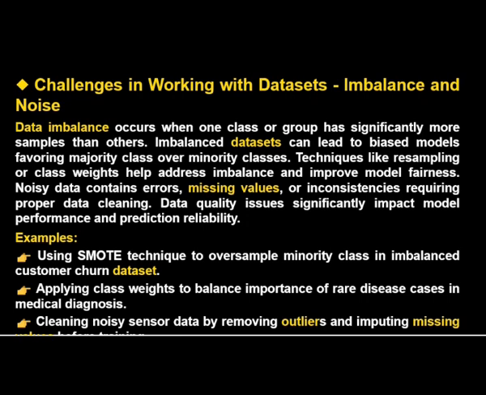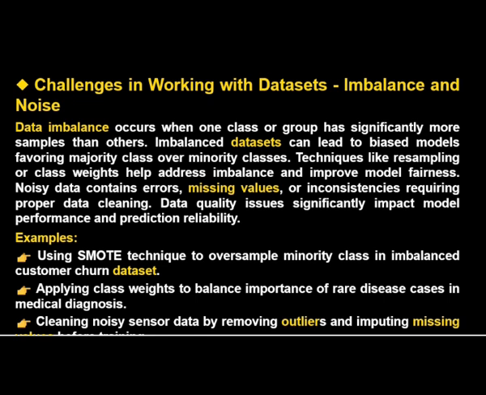The next one, challenges in working with datasets: imbalance and noise. Data imbalance occurs when one class or group has significantly more samples than others. Imbalanced datasets can lead to biased models favoring the majority class over minority classes. Techniques like resampling or class weights help address imbalance and improve model fairness.